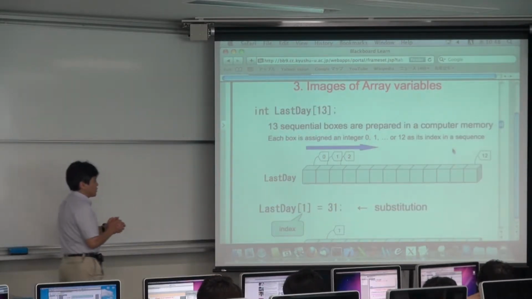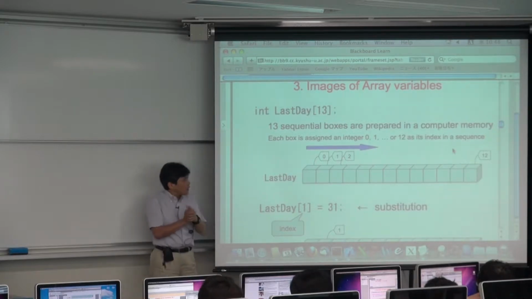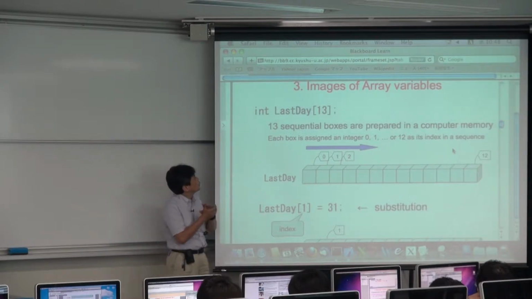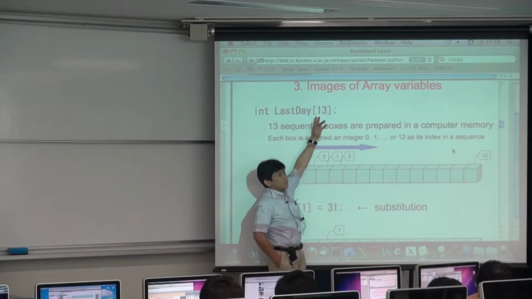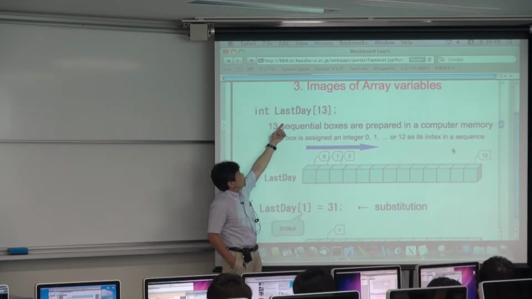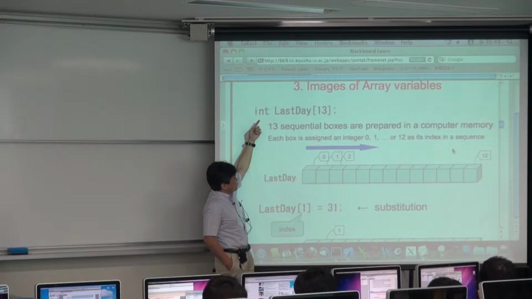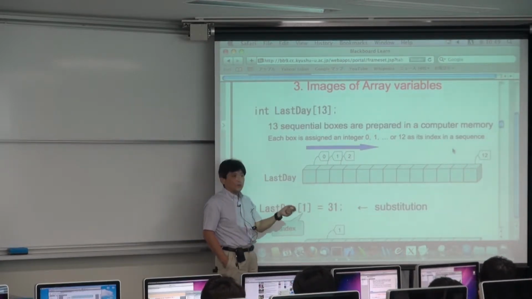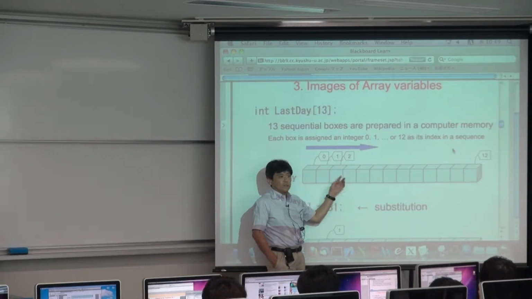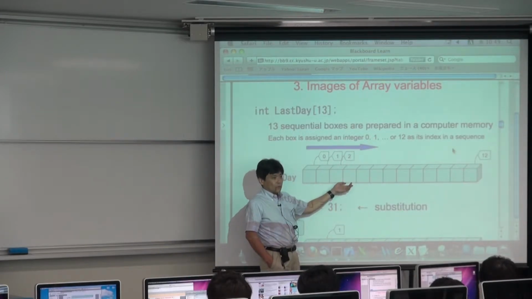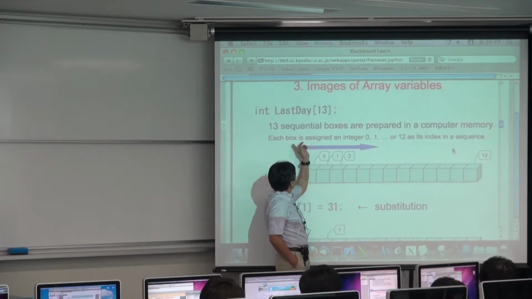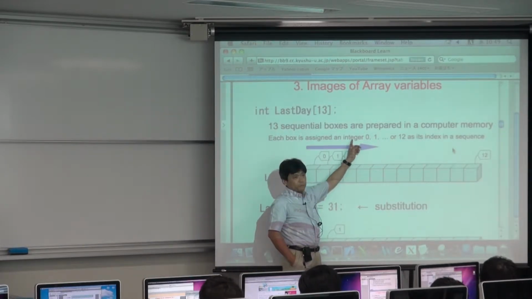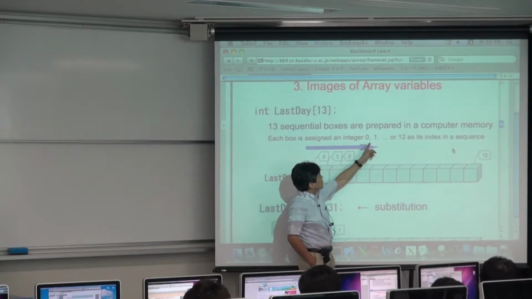This should show the image about the arrays inside the physical memories. If you define this array last day, and this size is 13, variable type is integers. Okay? In these cases, in the physical memory of your computers, these boxes are prepared. Okay? So as shown here, each box has an index, integer.